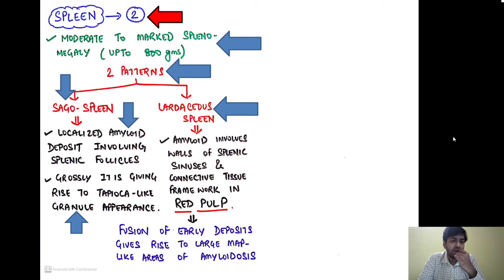Now in the lardaceous spleen, the basic amyloid deposition occurs involving the splenic sinuses and the connective tissue framework, classically in the red pulp, and there is a fusion of the early deposits giving rise to large map-like areas of the amyloid. That is why we call it a lardaceous spleen.